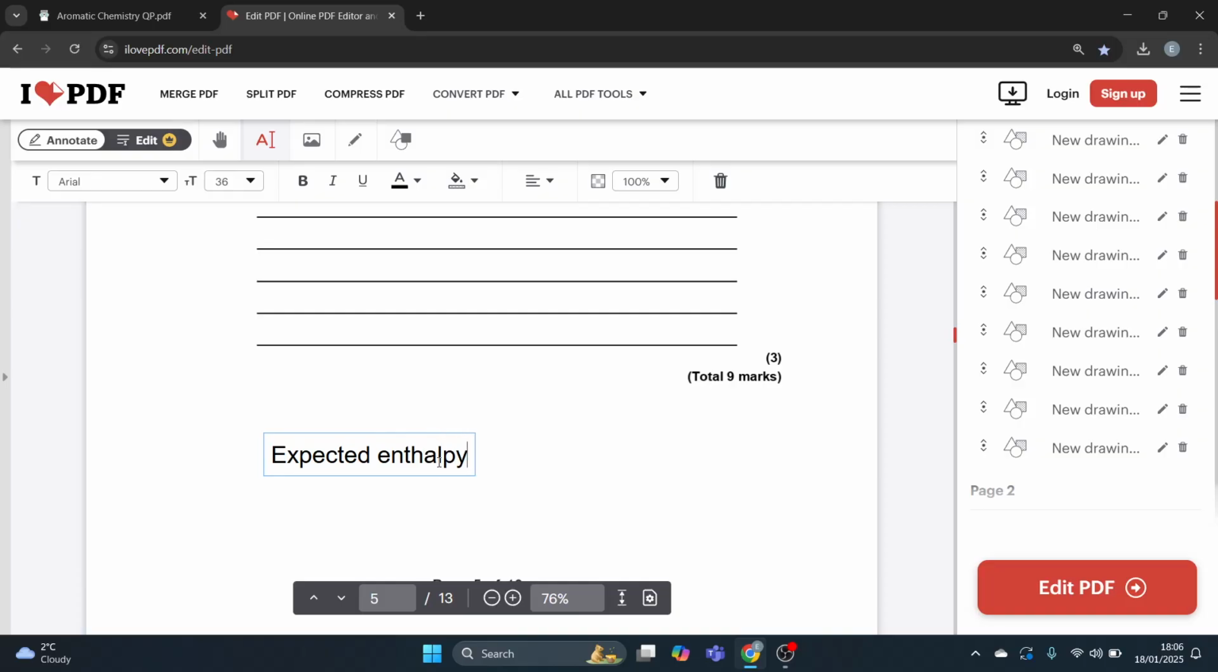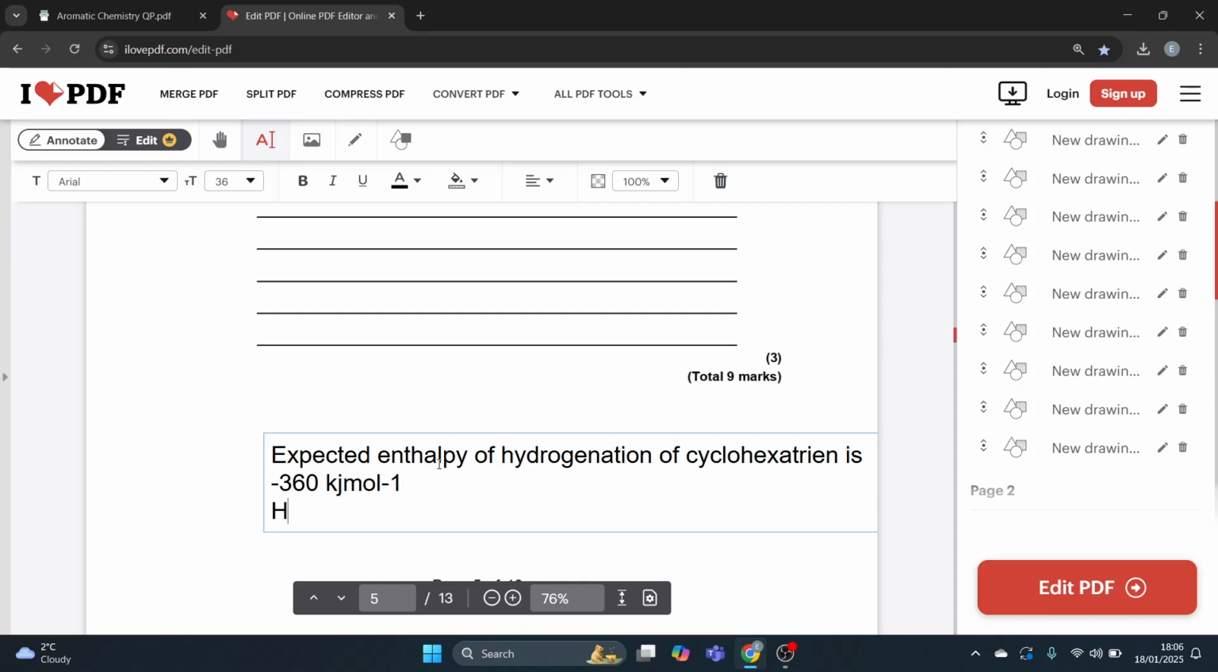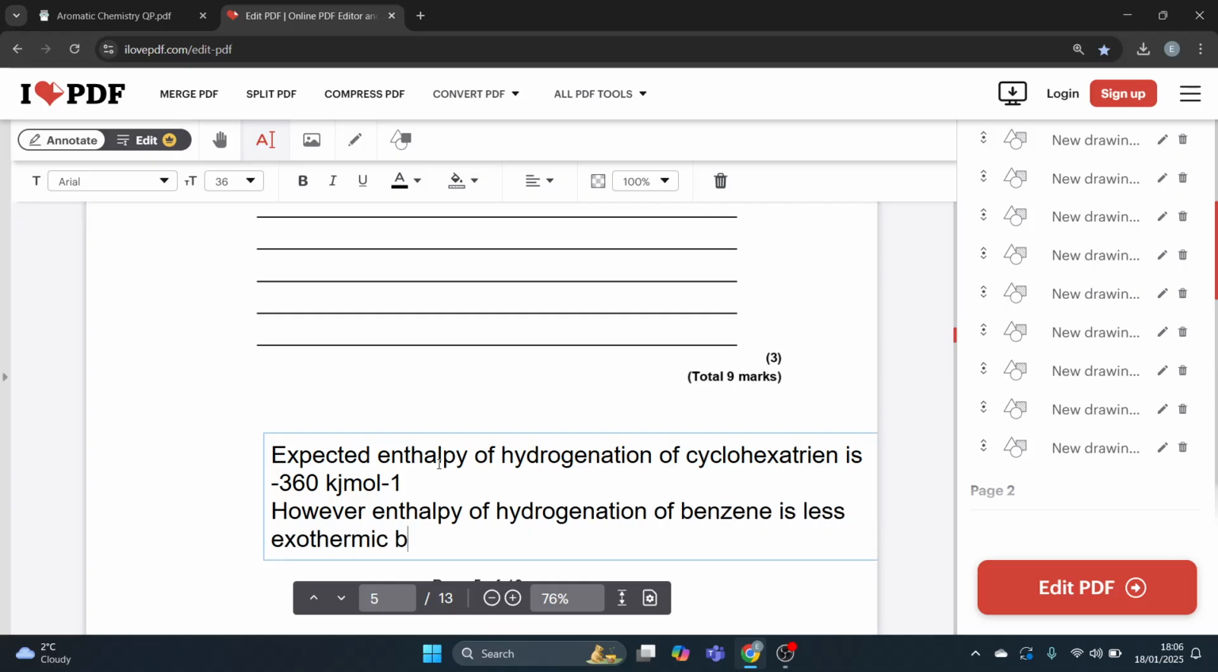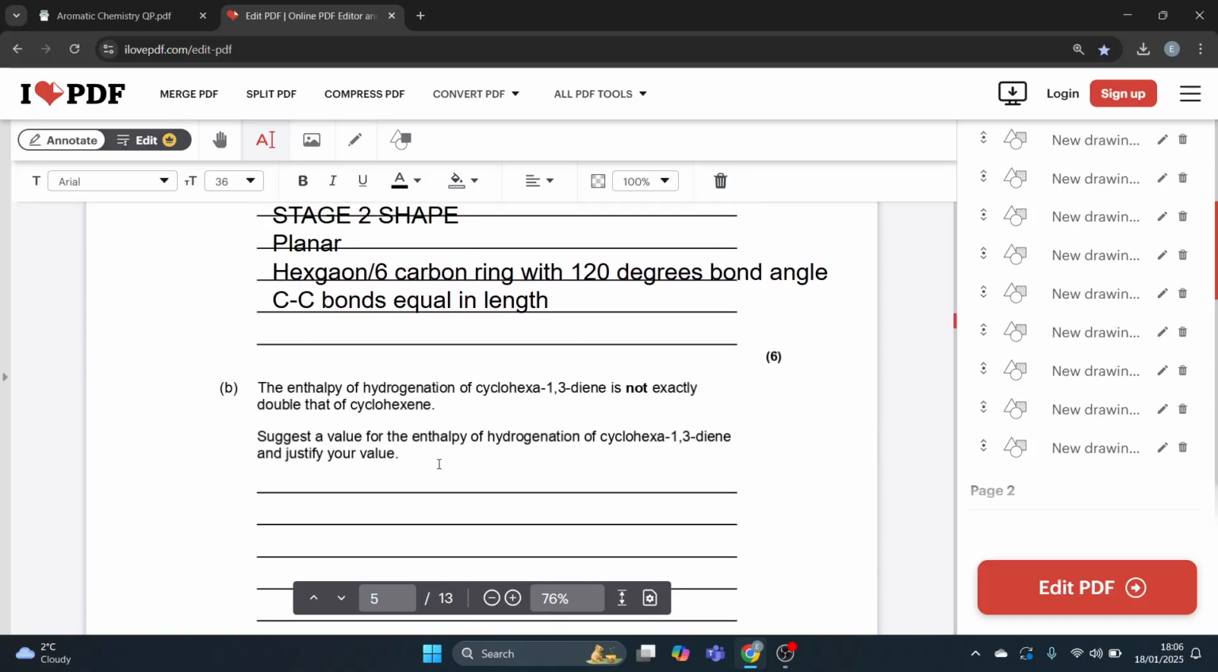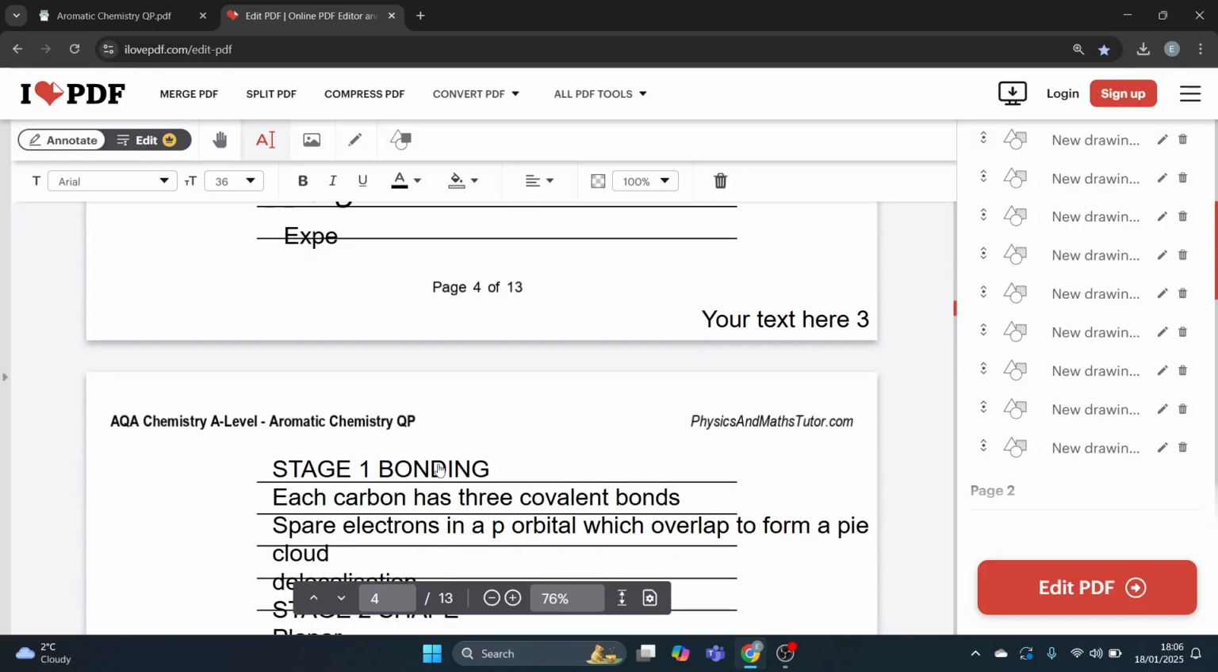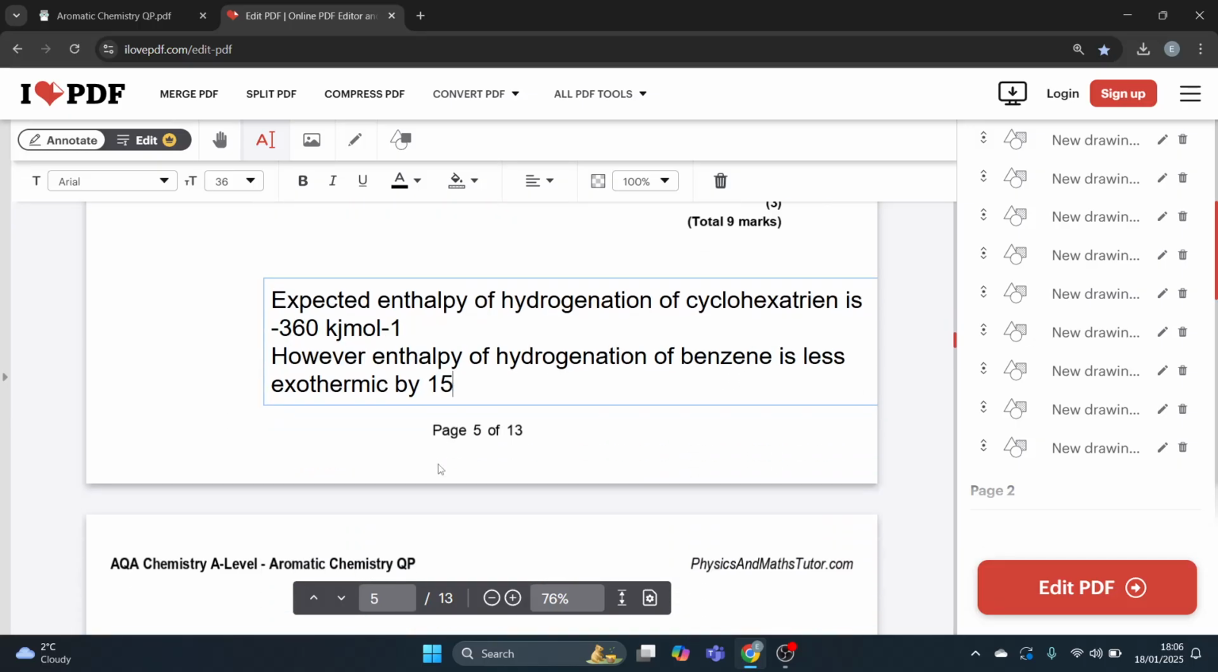Expected enthalpy of hydrogenation of cyclohexatriene, let's just say, is going to be minus 360 kilojoules per mole. It's just minus 120 times 3, kilojoules per mole. However, the enthalpy of hydrogenation of benzene is less exothermic. By how much? Minus 208 to minus 360 is less exothermic by 152 kilojoules per mole.